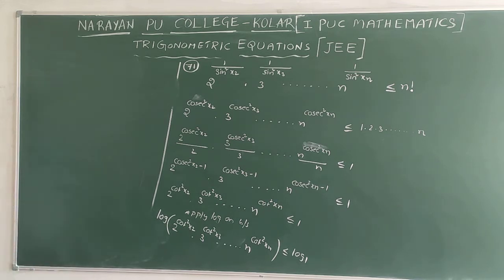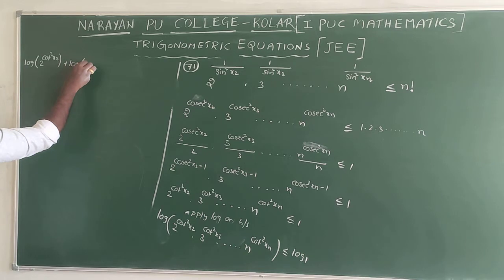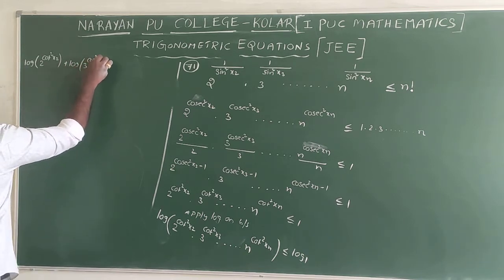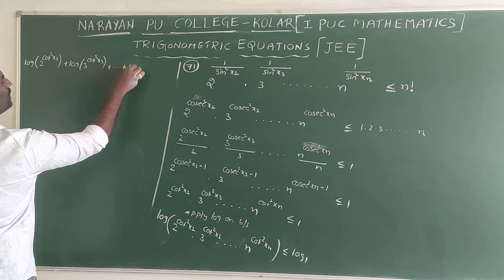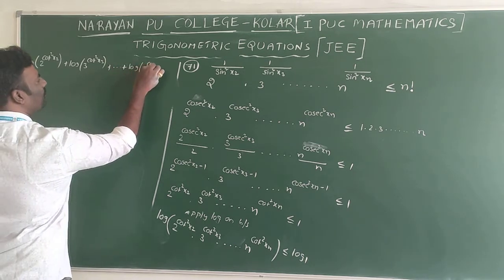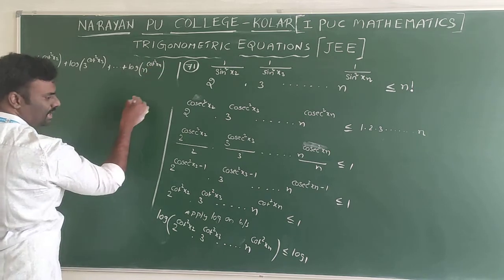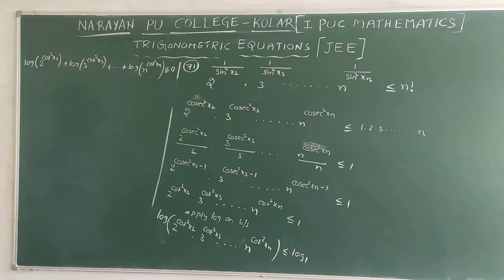I already discussed the log AB formula: log A plus log B. If 3 terms are there, log A plus log B plus log C. Here n terms are there. That's why I can write log 2 power cot square x2 plus log 3 power cot square x3 plus, and so on, plus log n power cot square xn less than or equal to log 1, whose value is 0. In log of a power x, I can write x log a. What is the value which is present in the power? That value comes first. Here in the power, what is the value? Cot square x2.